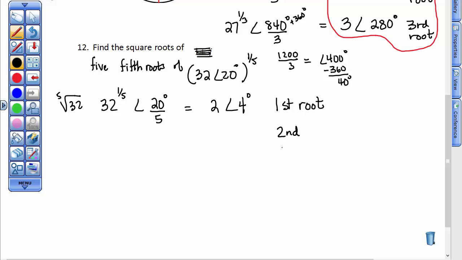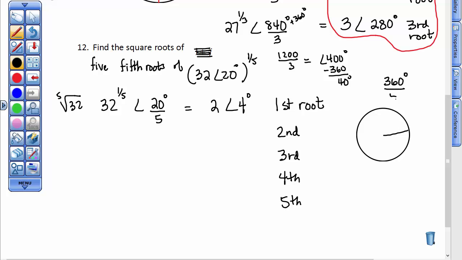Now there's going to be a second root, a third, a fourth, and a fifth root that are all answers to this problem. But if you would think with me about a circle, the first root is just above 0 degrees. It's at 4 degrees. But if you were to take the 360 degrees and want to separate all these answers equally, and there were going to be 5 of them, you'd take 360 divided by 5, and you'd find out that all these answers would be separated by 72 degrees.